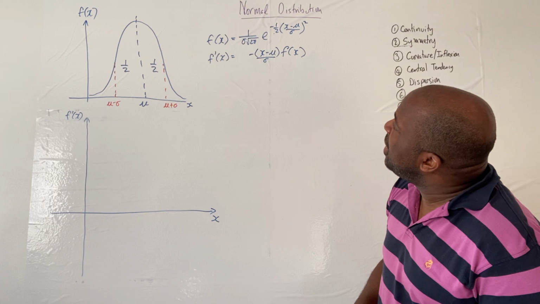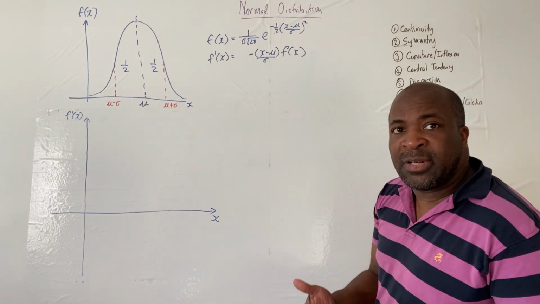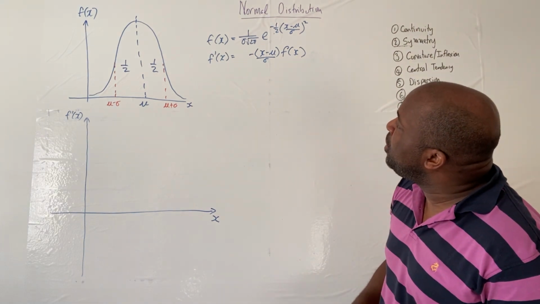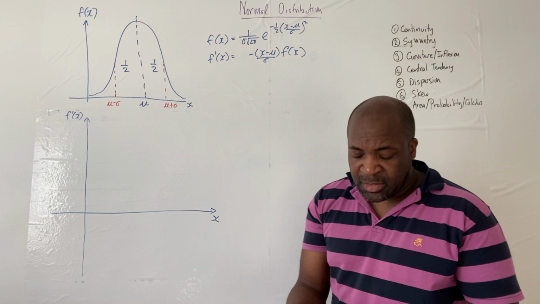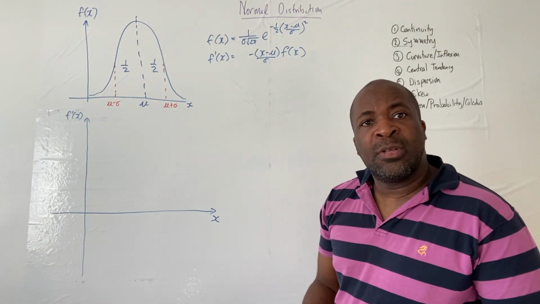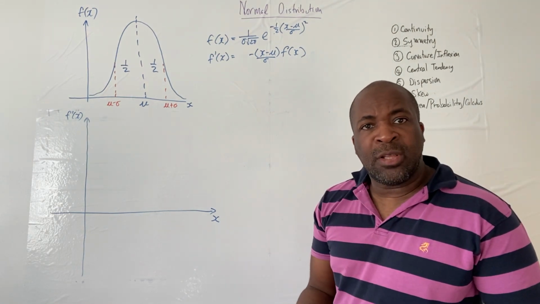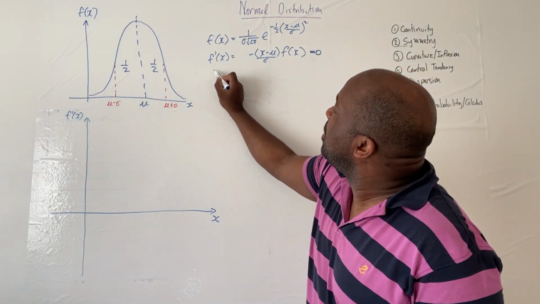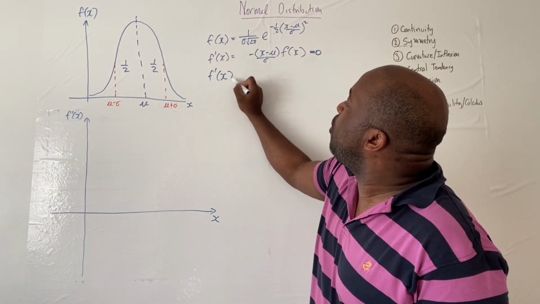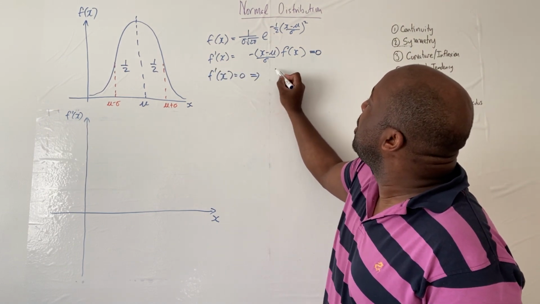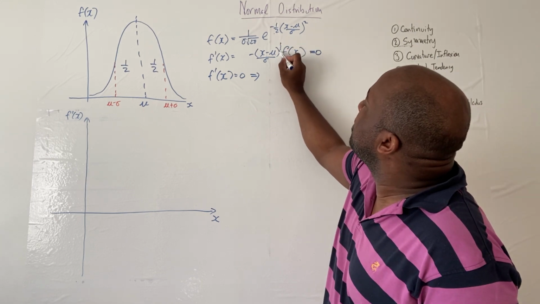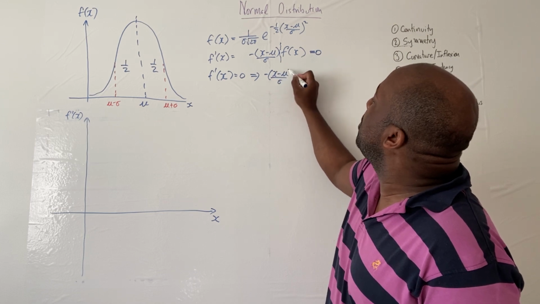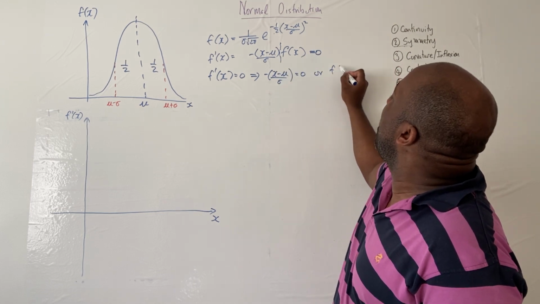So when we differentiate f of x, the probability density function for the normal distribution, we get minus x minus mu over sigma times f of x. Now, we could set this to zero in order to confirm the x coordinate of the turning point. When we set that to zero, we know that f dash x equals zero implies that, if we look at this as a factor, either minus x minus mu over sigma is equal to zero, or f of x is equal to zero.